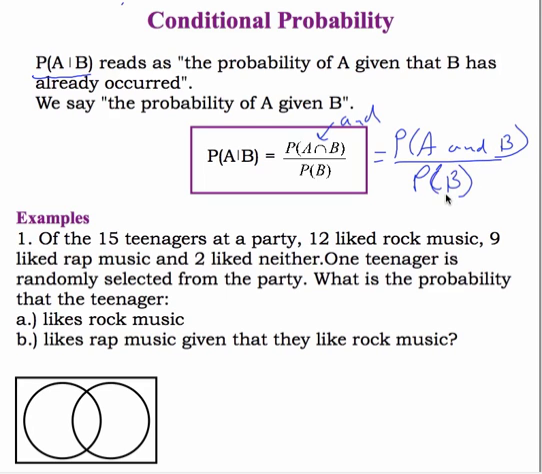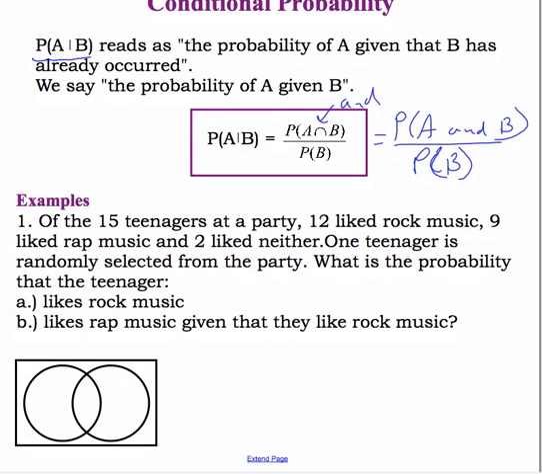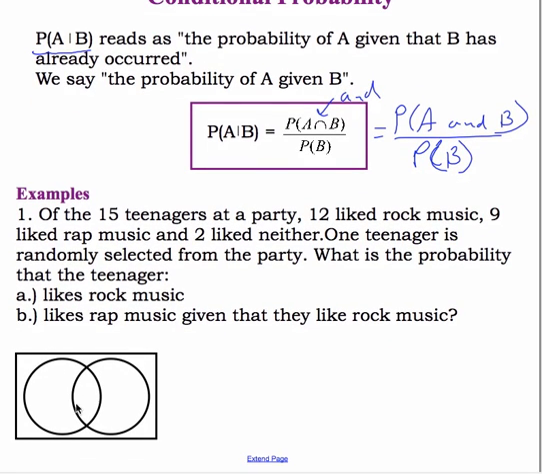Now this is going to make a little bit more sense when we look at this example with the Venn diagram in a second. So we got 15 teenagers at a party, 12 liked rock music, 9 liked rap, and 2 neither. So I guess this circle here will be rock music, and this will be rap music.